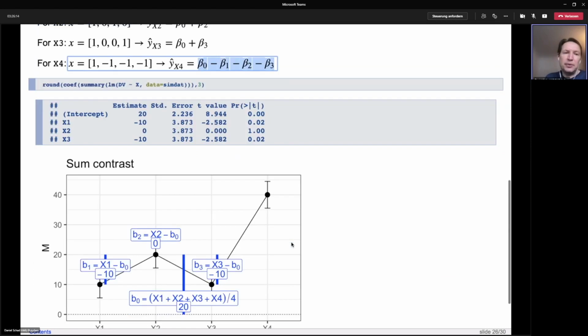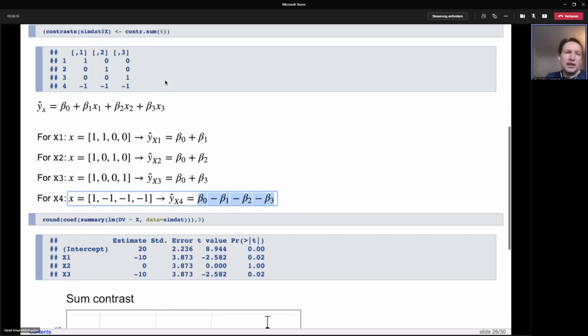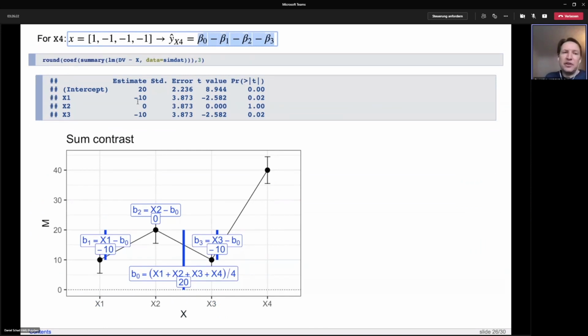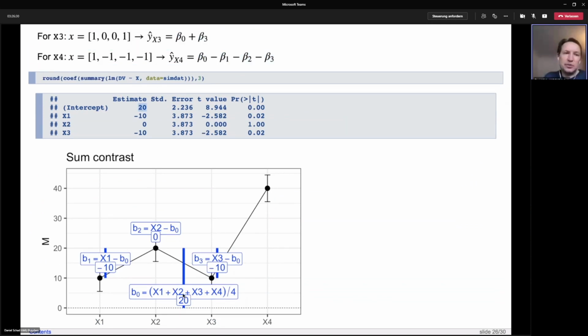And if we now run the model, we have specified that the sum contrast should be applied to the factor. If we run the model, we see that now we get very different coefficients compared to the treatment contrast. So now the intercept captures our effect of 20. X1 gets us the -10 here, x2 the 0, and x3 gives us the -10. Note that these numbers are completely different from the treatment contrast, right? They're just testing different hypotheses. So all of these are legitimate hypotheses.